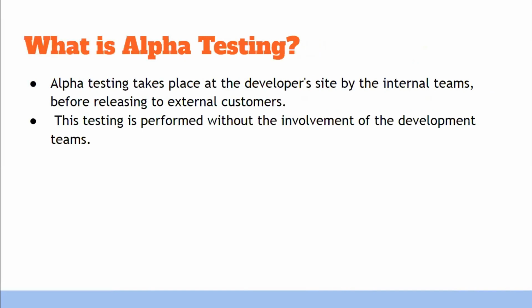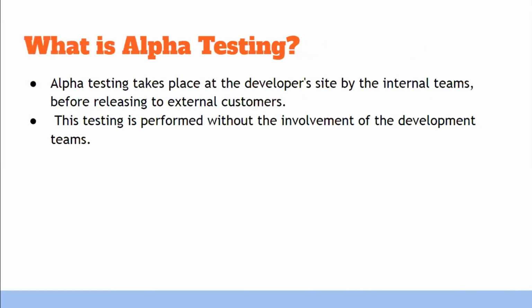Now, alpha testing. Let me tell you one thing first of all. User acceptance testing is divided into two parts. The first one is alpha testing and the other one is beta testing. It's divided based on whom you are giving your software application to test in the real world. Based on that, these two divisions are given. So first of all, what is alpha testing?